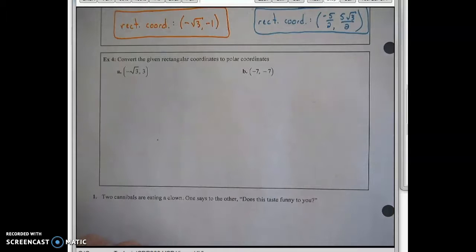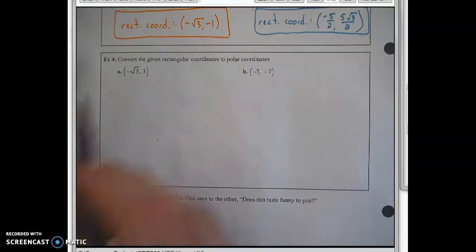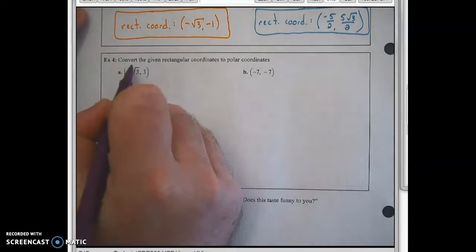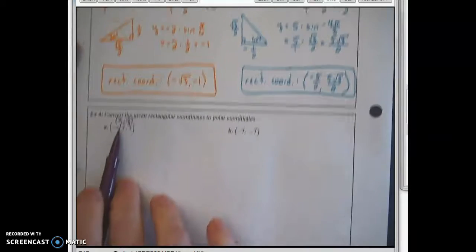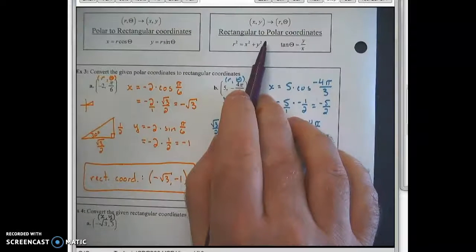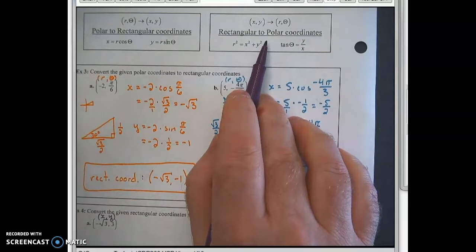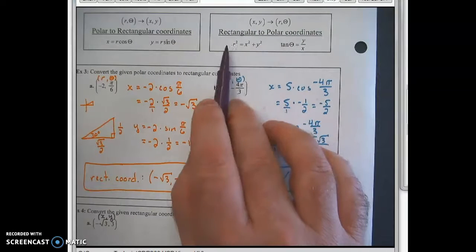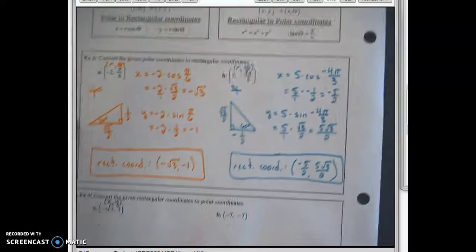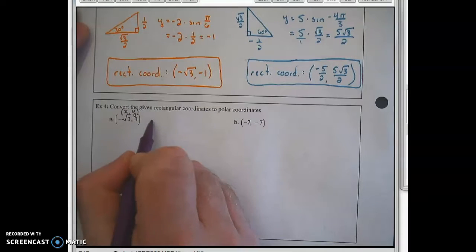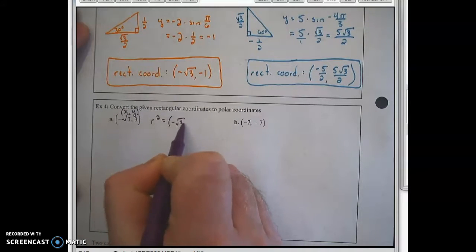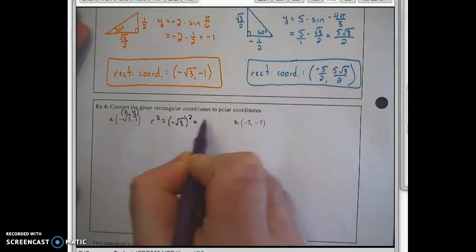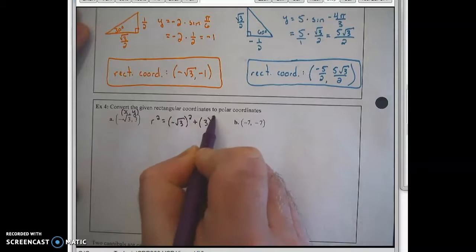I just went from blue. Let's try purple. This is x. And this is y. So now I'm going to use these conversion rules. Also can put on your unit circle just for safekeeping if you want to. So I'm going to first figure out r squared is equal to x, negative square root 3 squared, plus y, 3 squared.